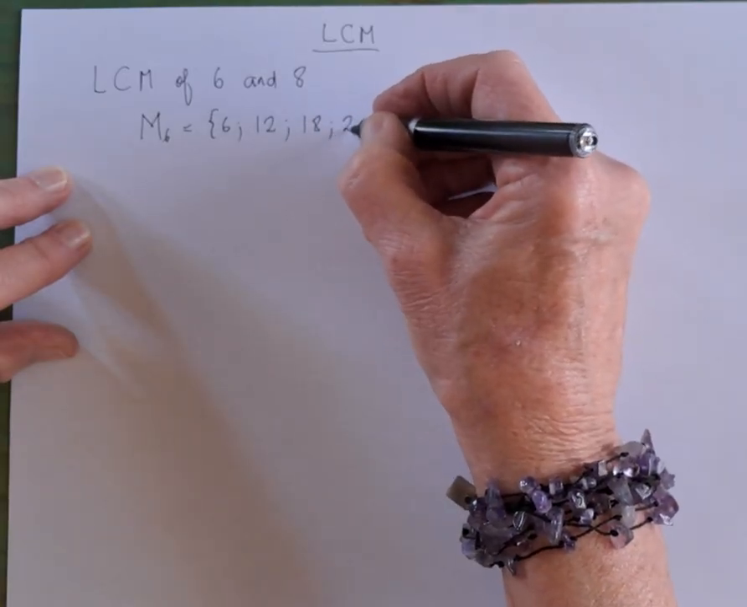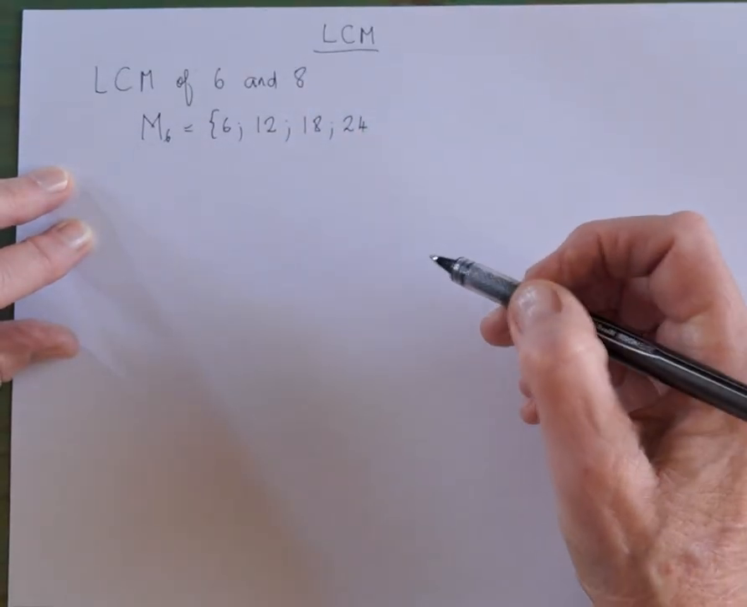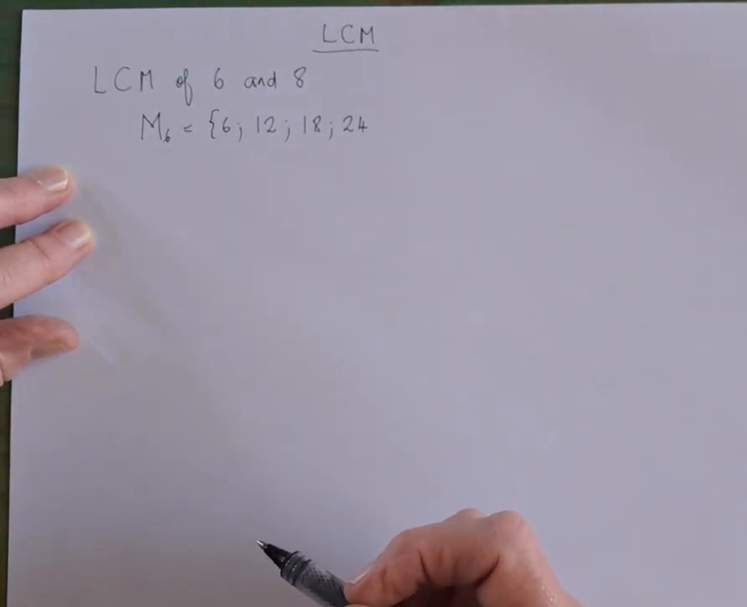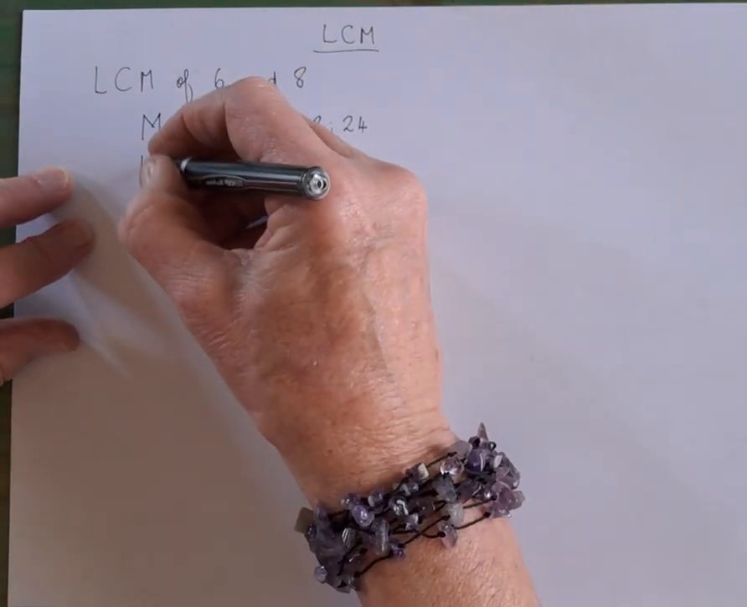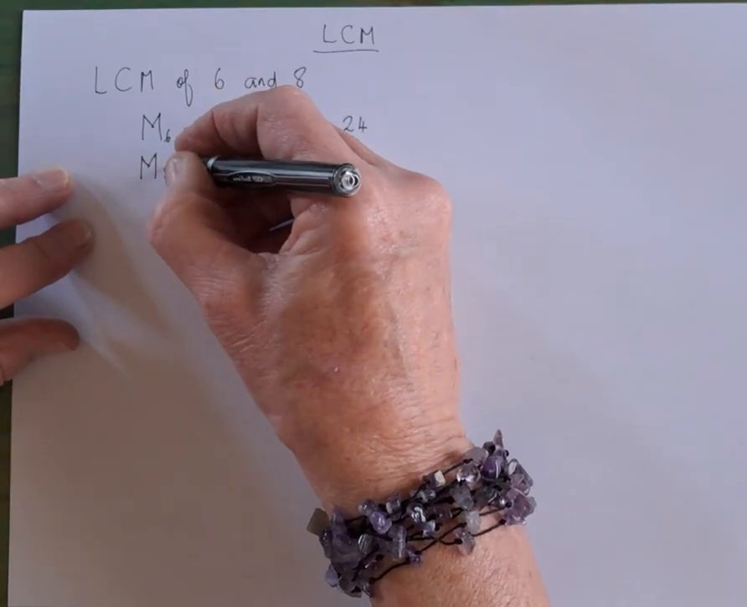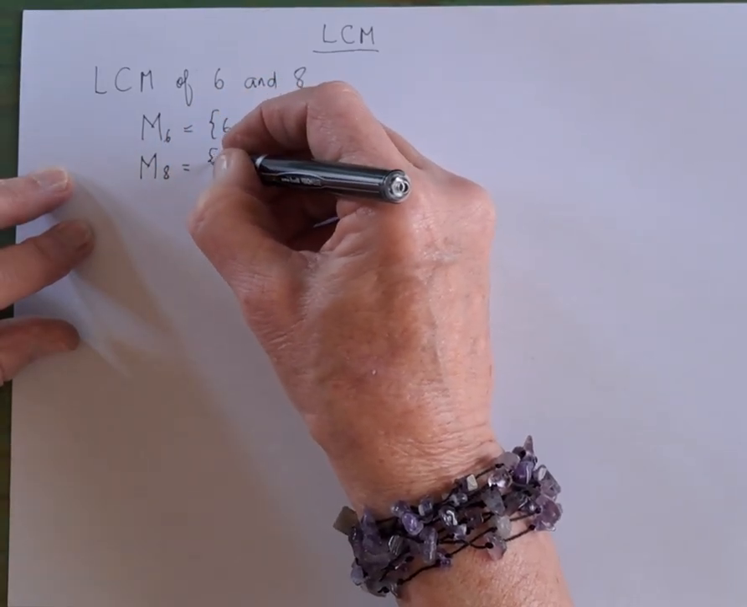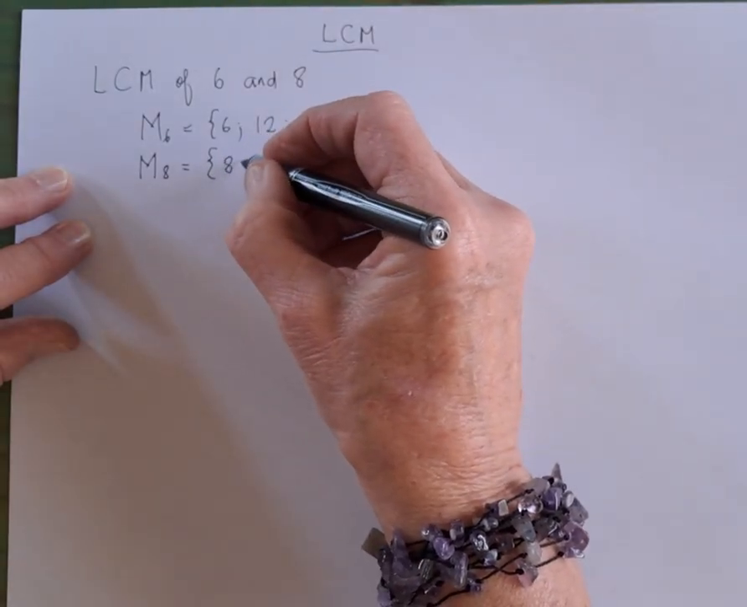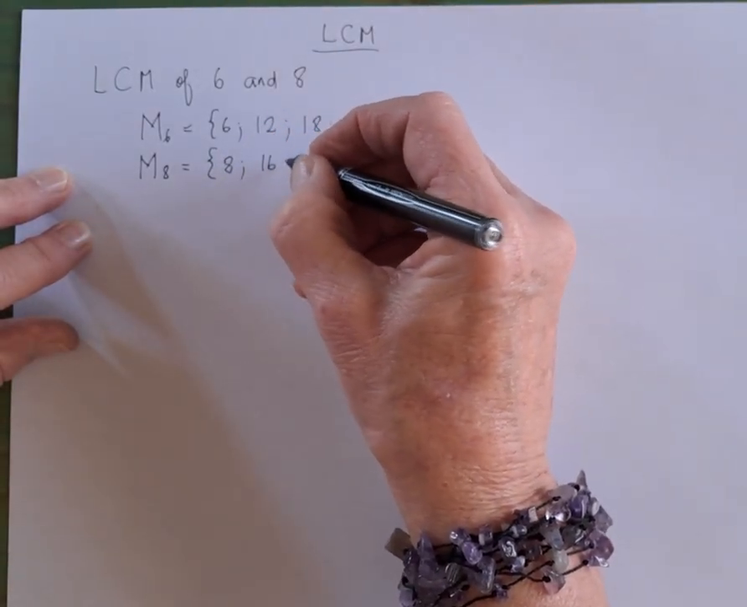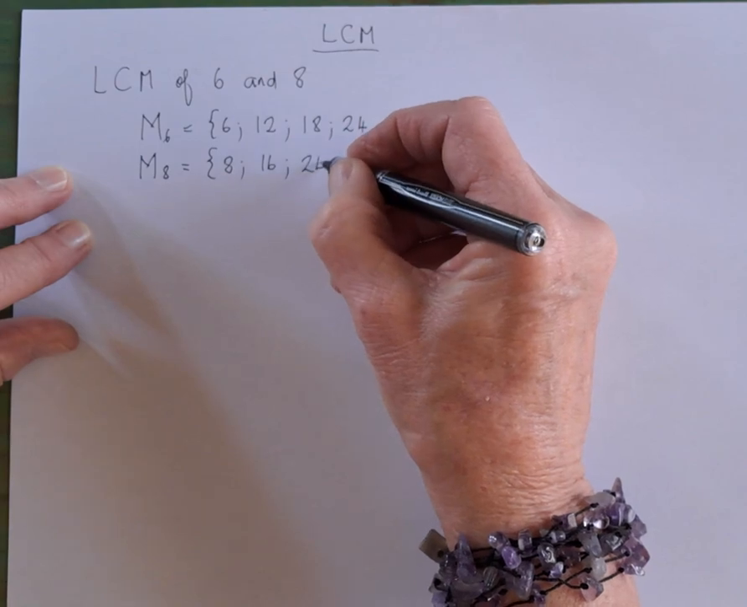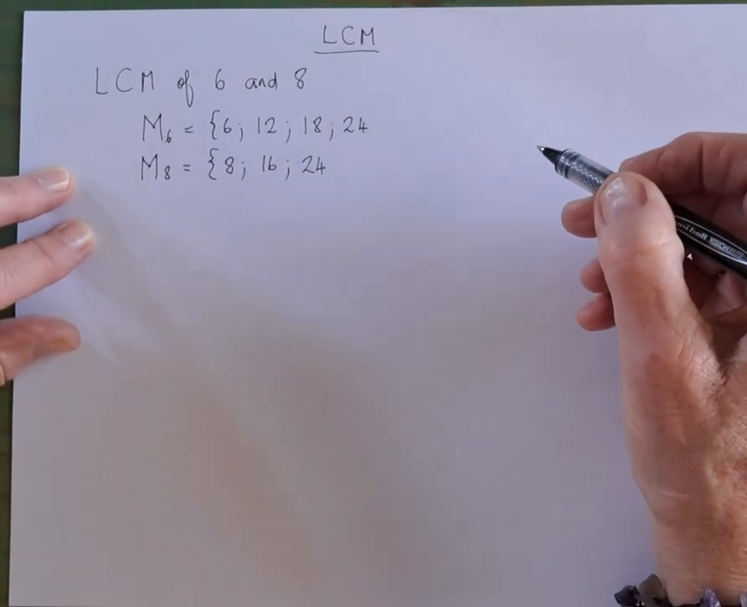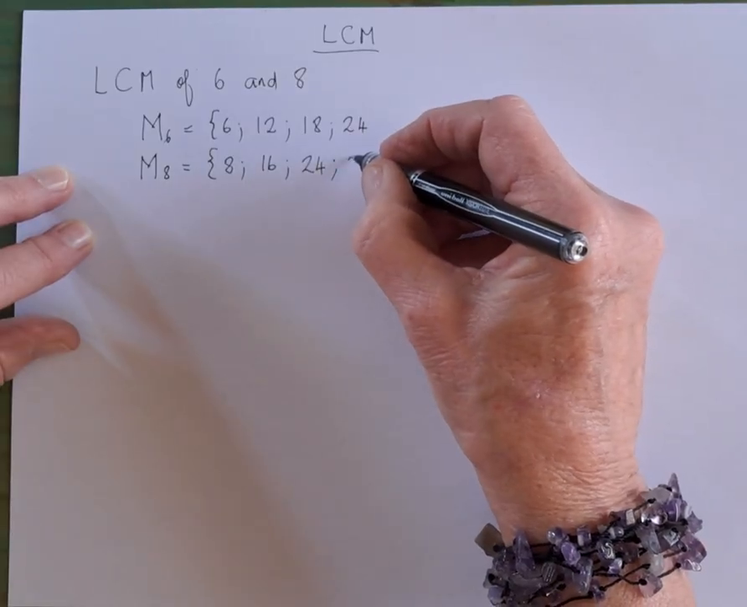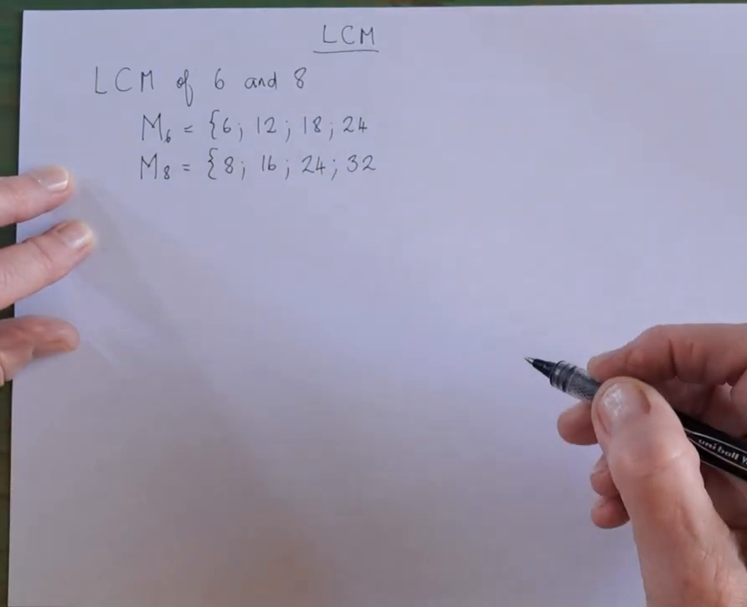18, 24. And for lowest common multiple, I suggest that you go up to about the 4th multiple, and then you go from that one to the other number that you're dealing with, multiples of 8, and do the same thing there. So start counting in 8s, 8, 16, 24. Now, if you were wide awake, you would have noticed that was as far as you had to go. But let's say, for instance, that you didn't notice and you carried on to 32.